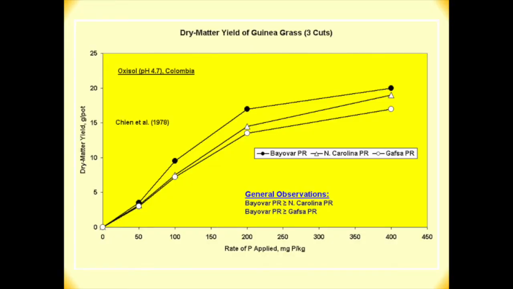How about these three sources? Highly reactive: Bayovar, North Carolina, GAFSA. This is a general observation: Bayovar is greater than or equal to North Carolina, and Bayovar is greater than or equal to GAFSA. Most of the time equal, sometimes greater.